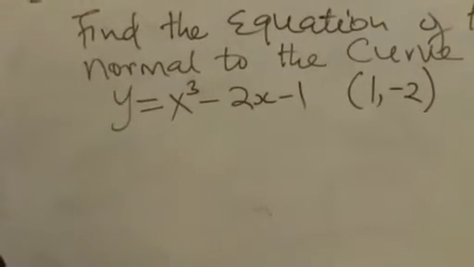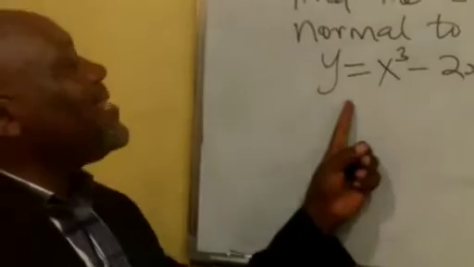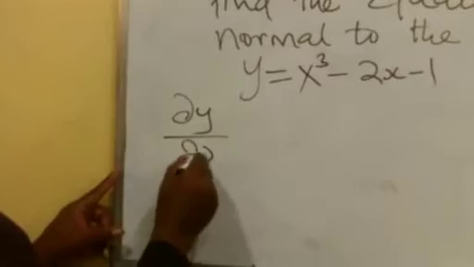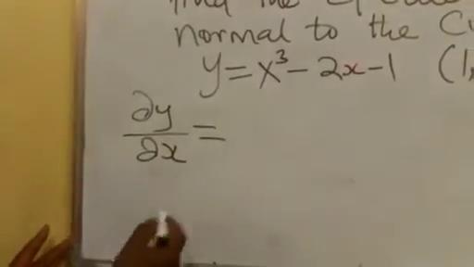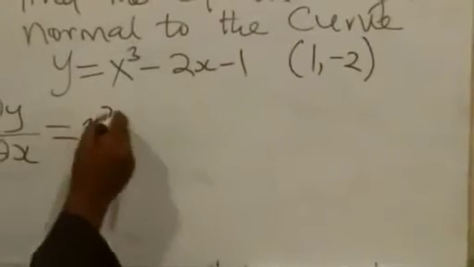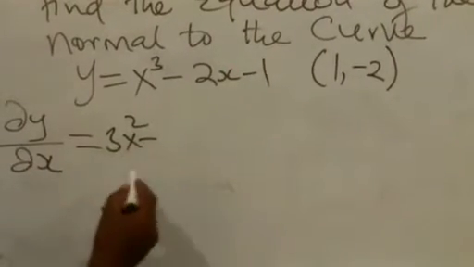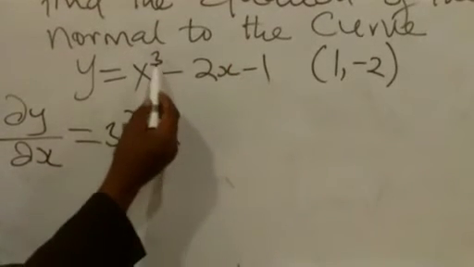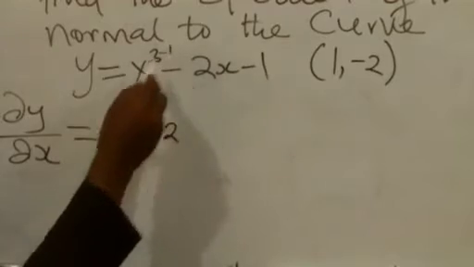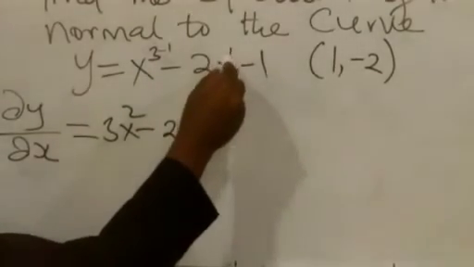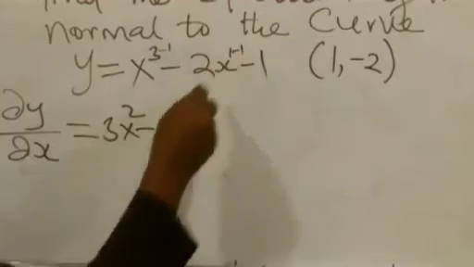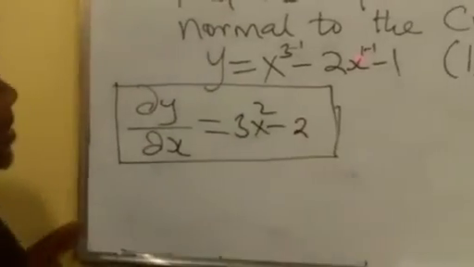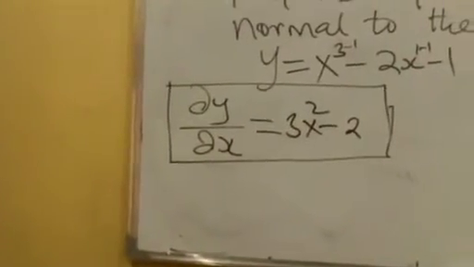And how do we get the gradient function? We get the gradient function by differentiating the function that has been given. So dy/dx of this function equals 3x squared minus 2. The 3 will come down here and we subtract 1 from the power. Then we have a 1 here that is going to come down, and we subtract 1 from that one. So the gradient function will be this one by differentiation.